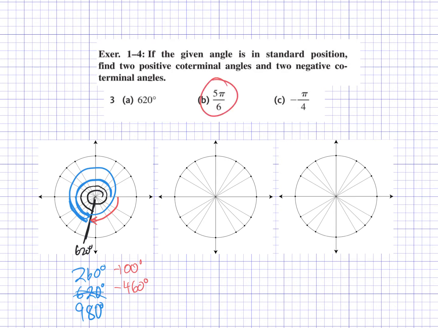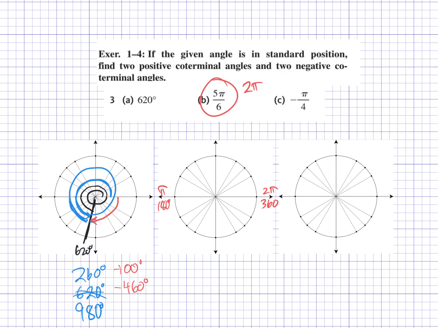Okay, now how do we do 5 pi over 6? Remember, all the way around is 2 pi. So halfway around is pi, or 180 degrees. Those two are the same thing. So this is 2 pi all the way around. So let's do 5 pi over 6.